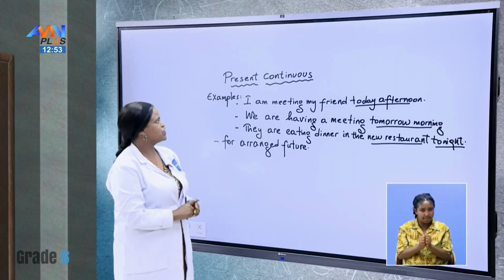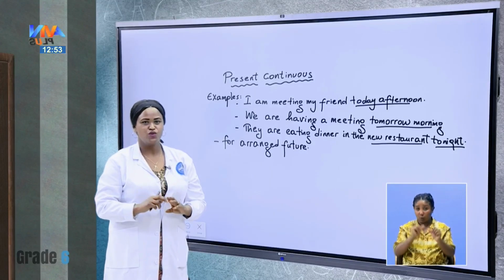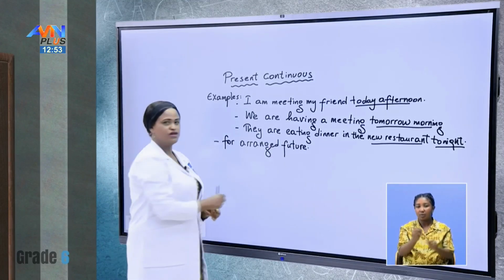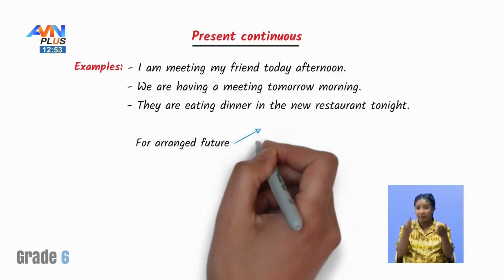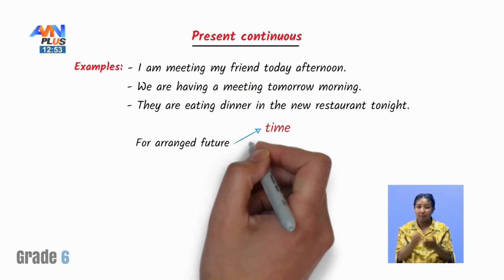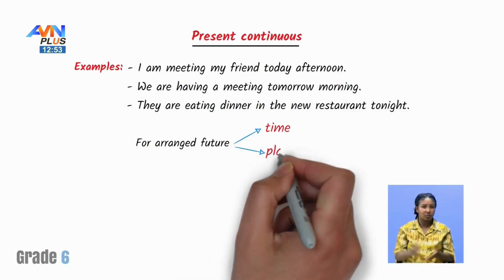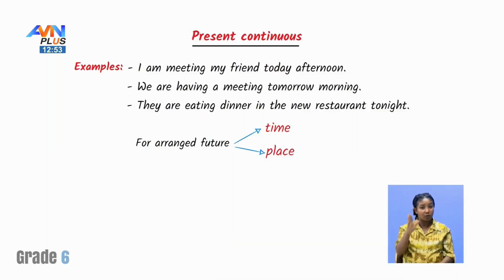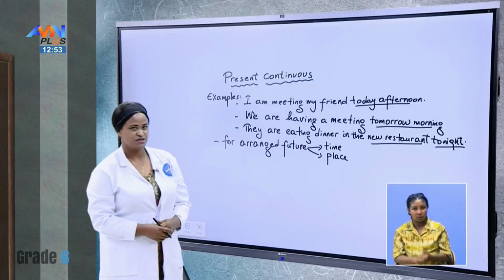So, the third one is present continuous. In the case of present continuous, we use it for arranged future. How is it arranged? One, it is arranged by time. Or it can be arranged by place or both. A future activity which is arranged by time and place, or by time or by a place.